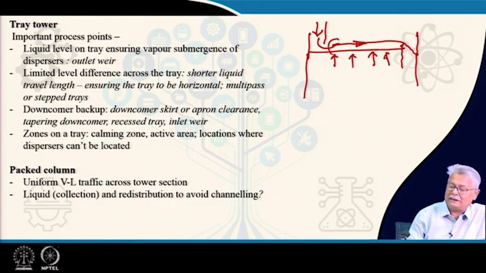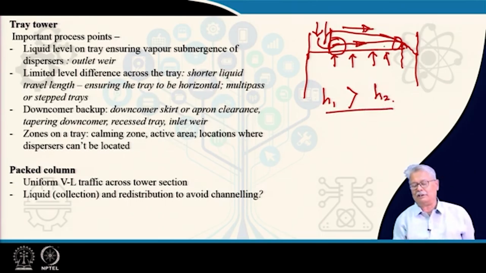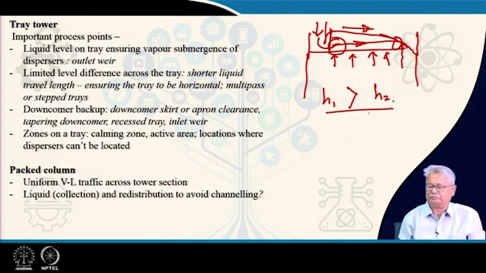You will notice one thing, that the vapor is approaching the tray from the bottom. Now, if you have uneven depth here and here, of course, if the liquid has to flow from left to right, the level here has to be higher. Suppose in this zone the height is h1 and just upstream of this, the height is h2. Obviously, in order that the liquid flows by gravity, h1 has to be higher than h2.